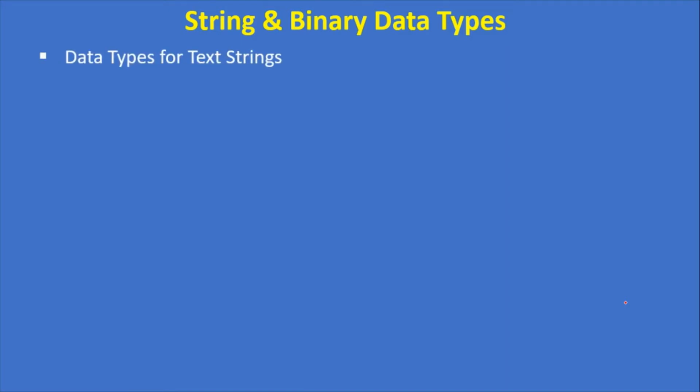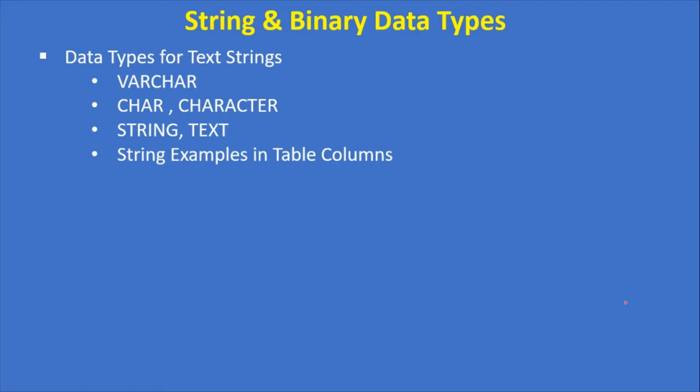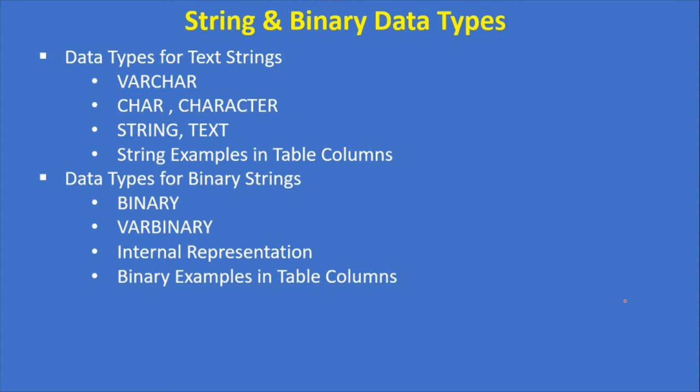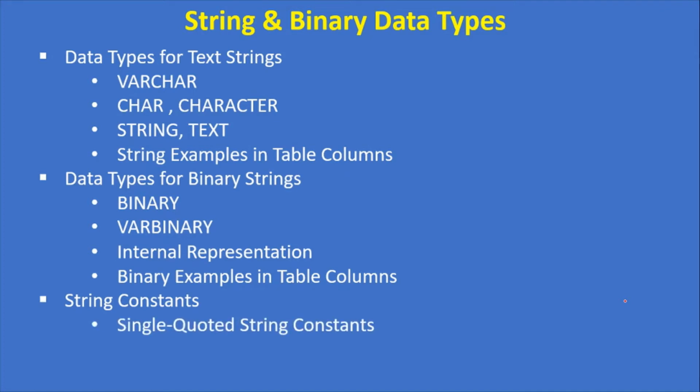Data types for the text strings. Here we have varchar, char, character, string, text, and string examples in the table columns. The second one is data types for binary strings. Here binary, varbinary, what is the internal representation, and binary examples in the table columns. And we are going to see how to define the string constants. Within the string constants, there are two types: single quoted string constants and dollar quoted string constants. We'll see the difference between these two.